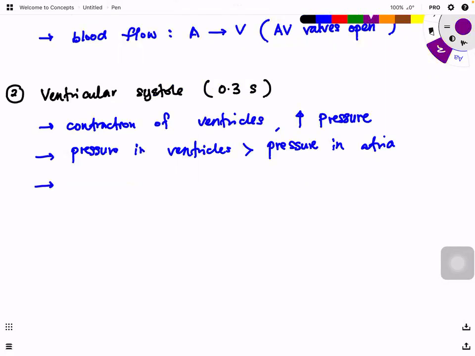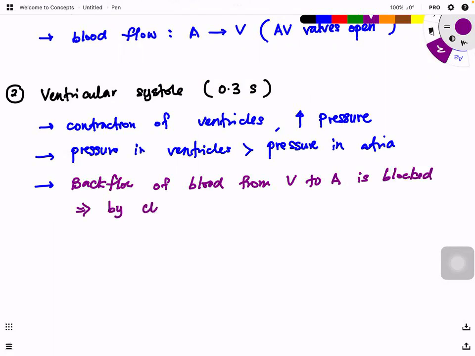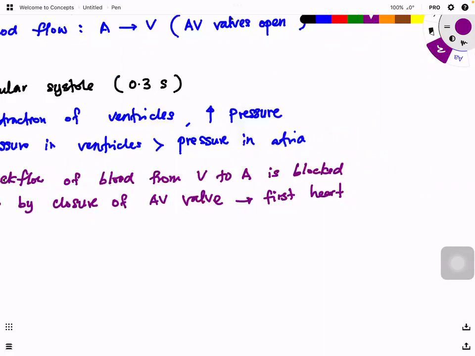But backflow of blood from the ventricle to the atrium is blocked. How is it blocked? It is blocked by closure of the AV valve, and this closure of the AV valve actually gives us the first heart sound, the lub.